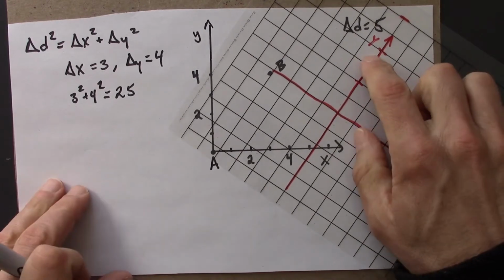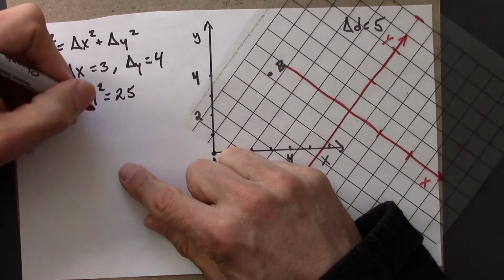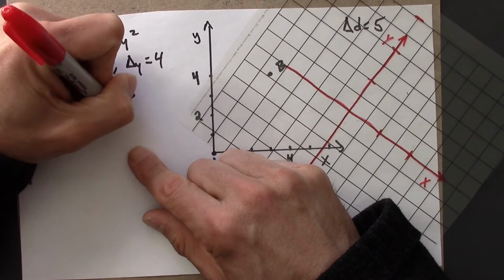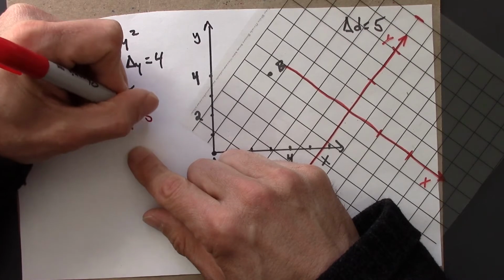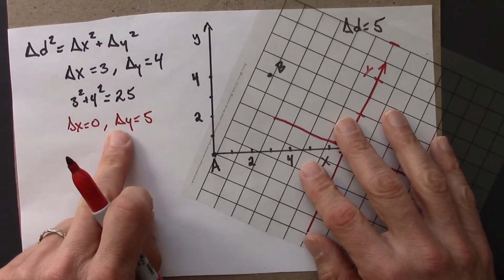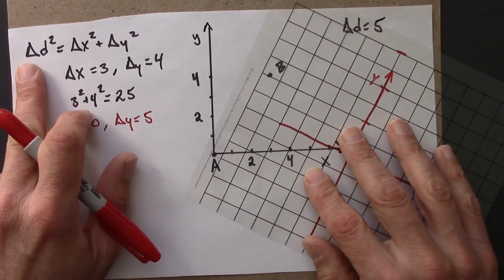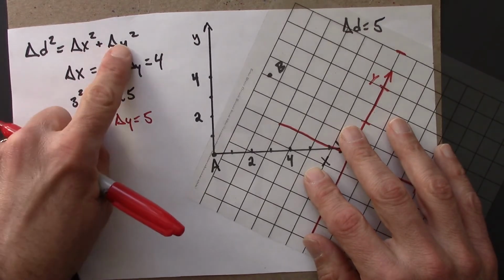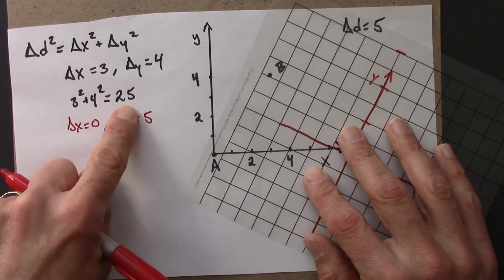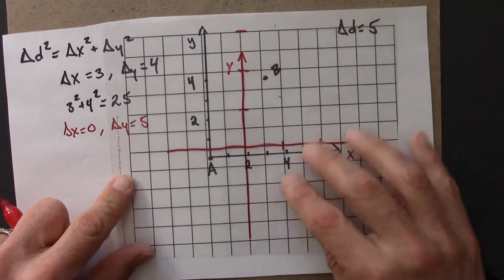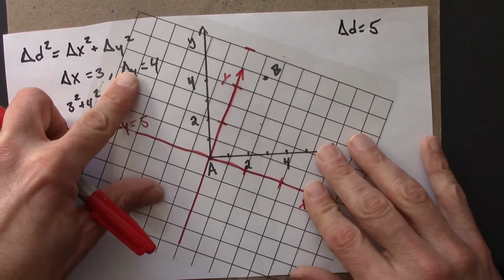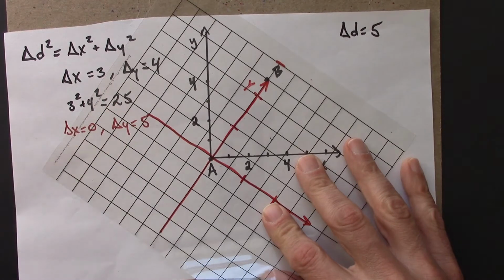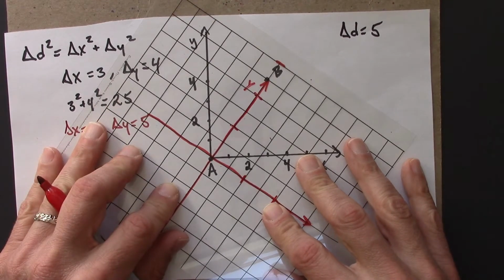So let me draw that out quickly. In this red version of things, I could have a delta x of 0 and a delta y of 5. And if I plugged these into this formula, I would still get a distance of 5. 0 squared plus 5 squared is 0 plus 25. D squared is 25. D is 5, just like before. So the plastic coordinate system and the paper coordinate system will agree.